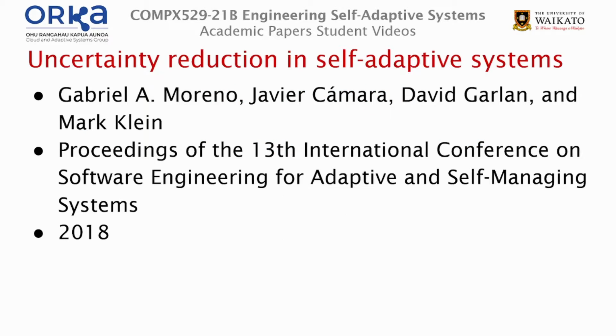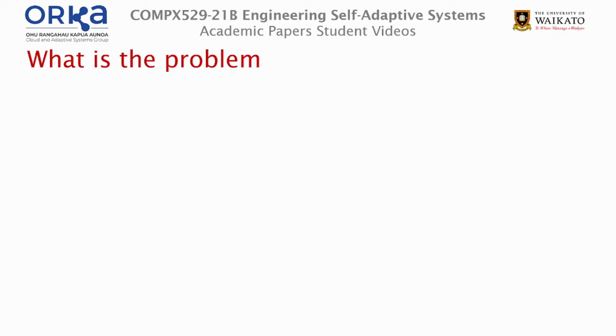This paper is titled Uncertainty Reduction in Self-Adaptive Systems by Gabriel A. Moreno, Javier Cámara, David Garlan, and Mark Klein. It was published in the Proceedings of the 13th International Conference on Software Engineering for Adaptive and Self-Managing Systems in 2018. So firstly, what is the problem?